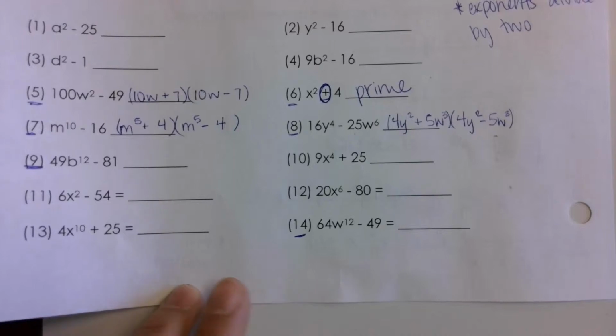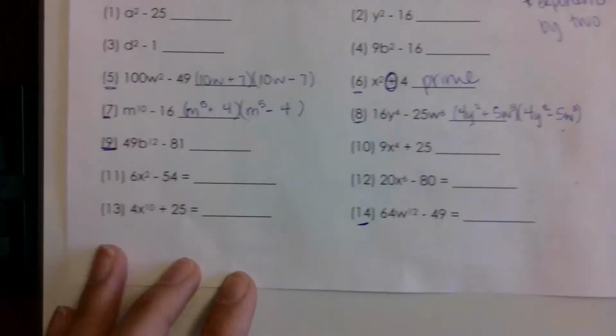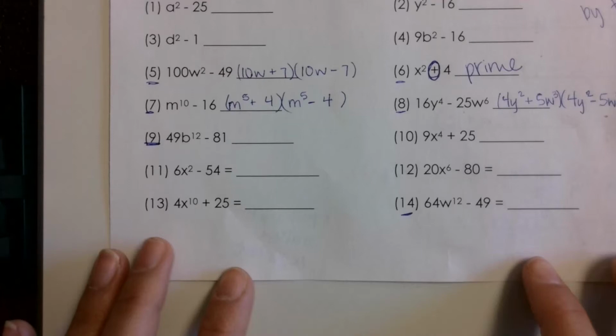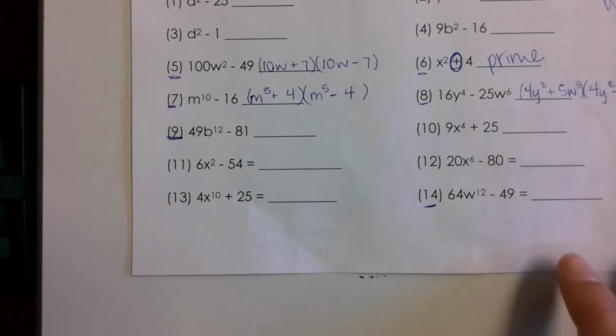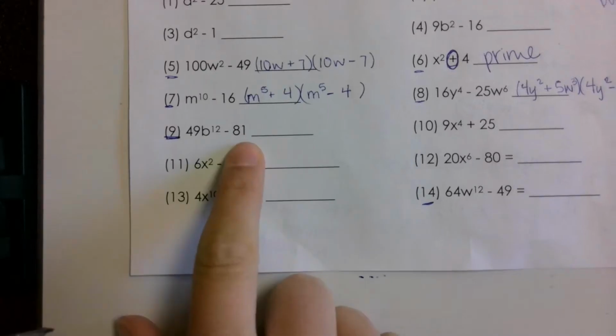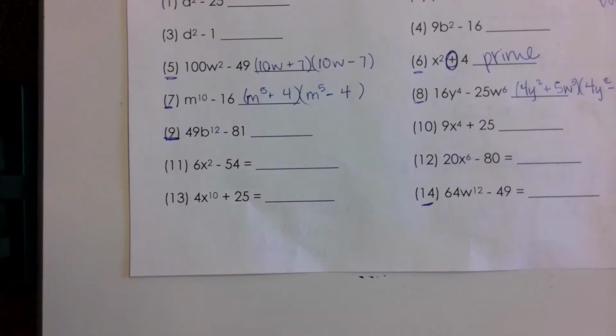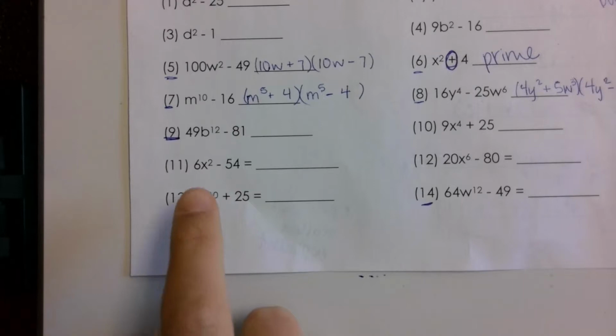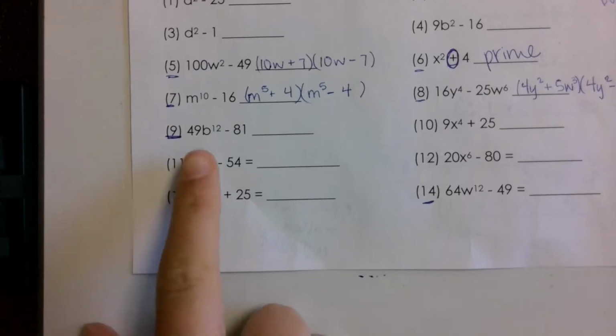Alrighty. We said we wanted to do number 9. Do y'all still want to do number 9? Okay. So what do you always check for first? GCF. So do we have one between 49 and 81? I don't think so. And then there's no variables on the 81, so you can't pull out a b or anything. Let's try difference of squares. So are they subtracting? Yeah.